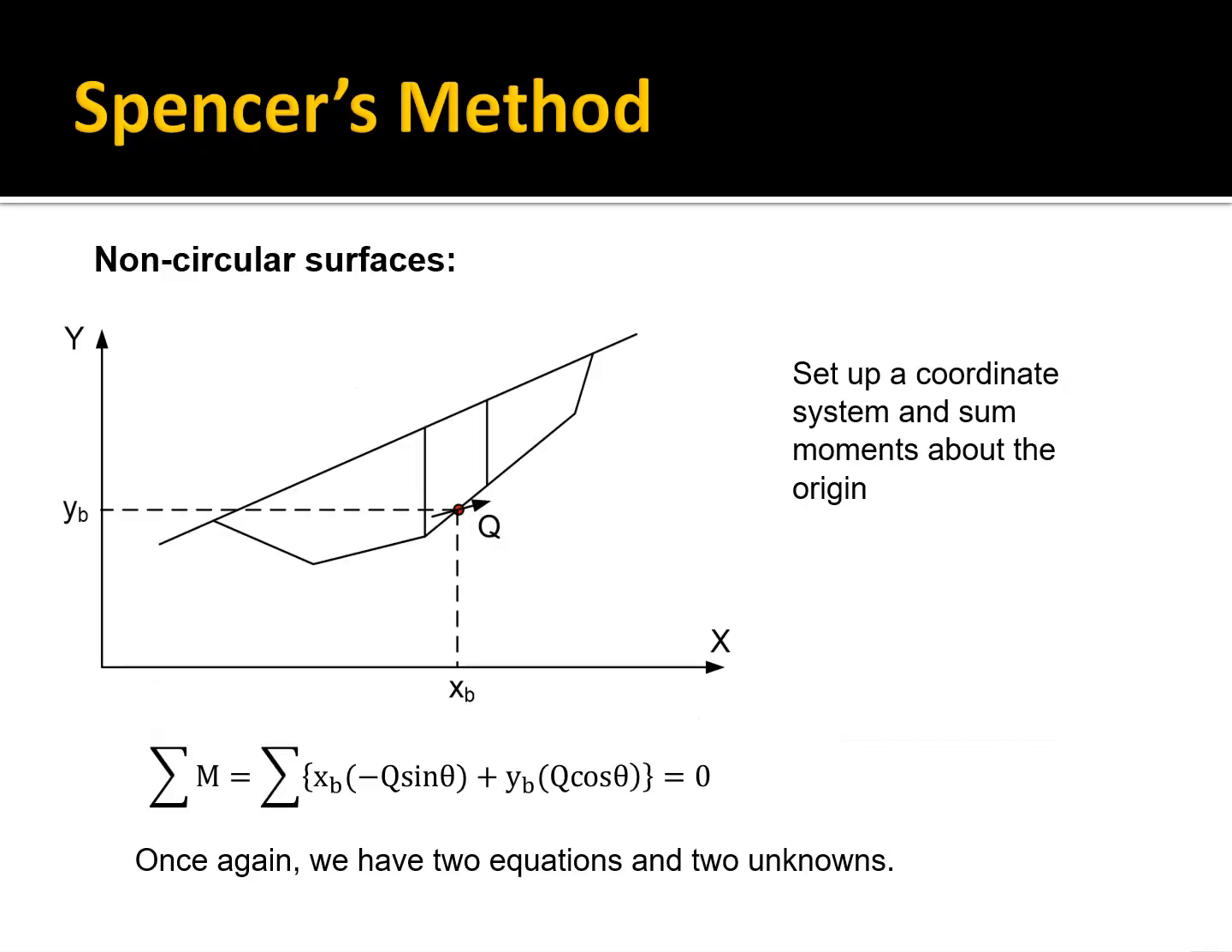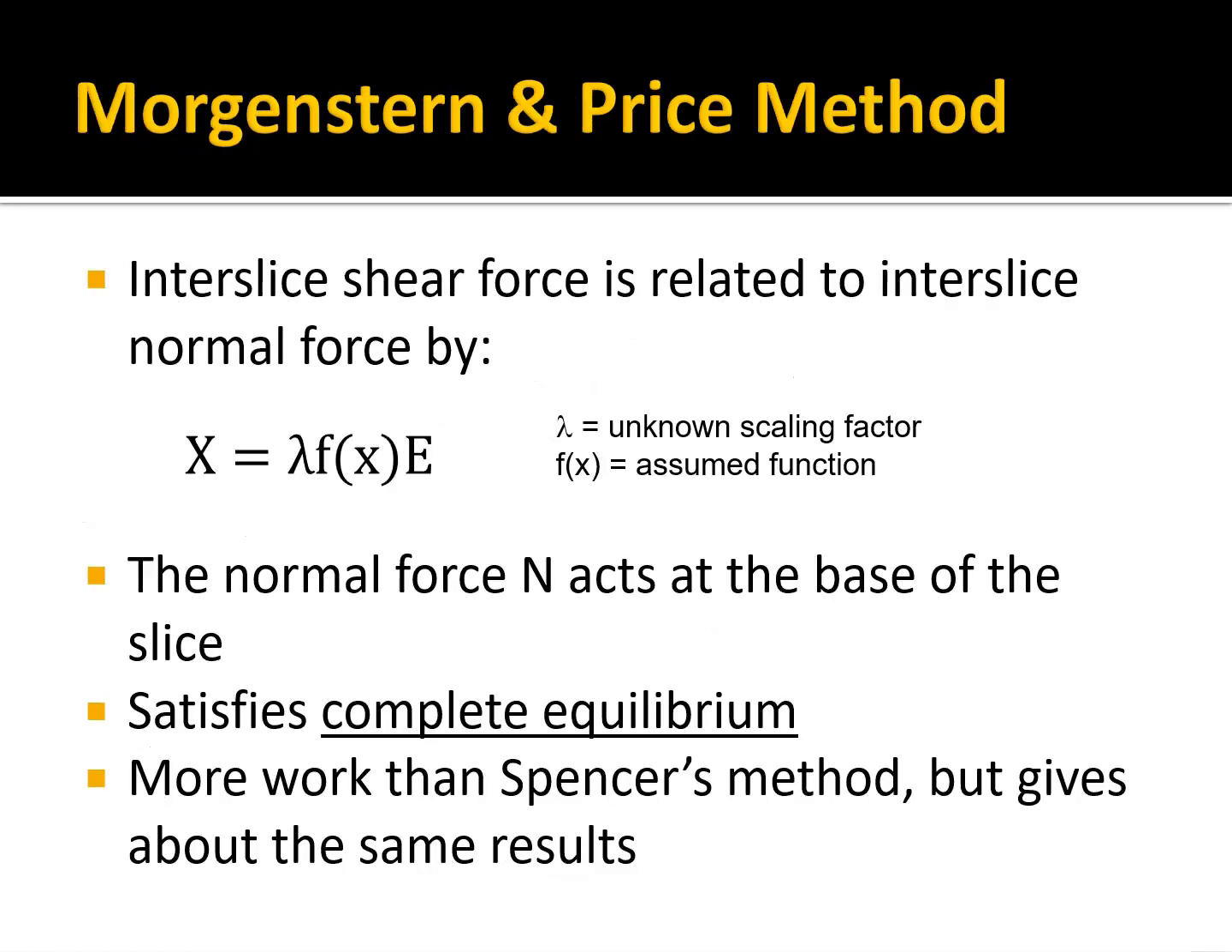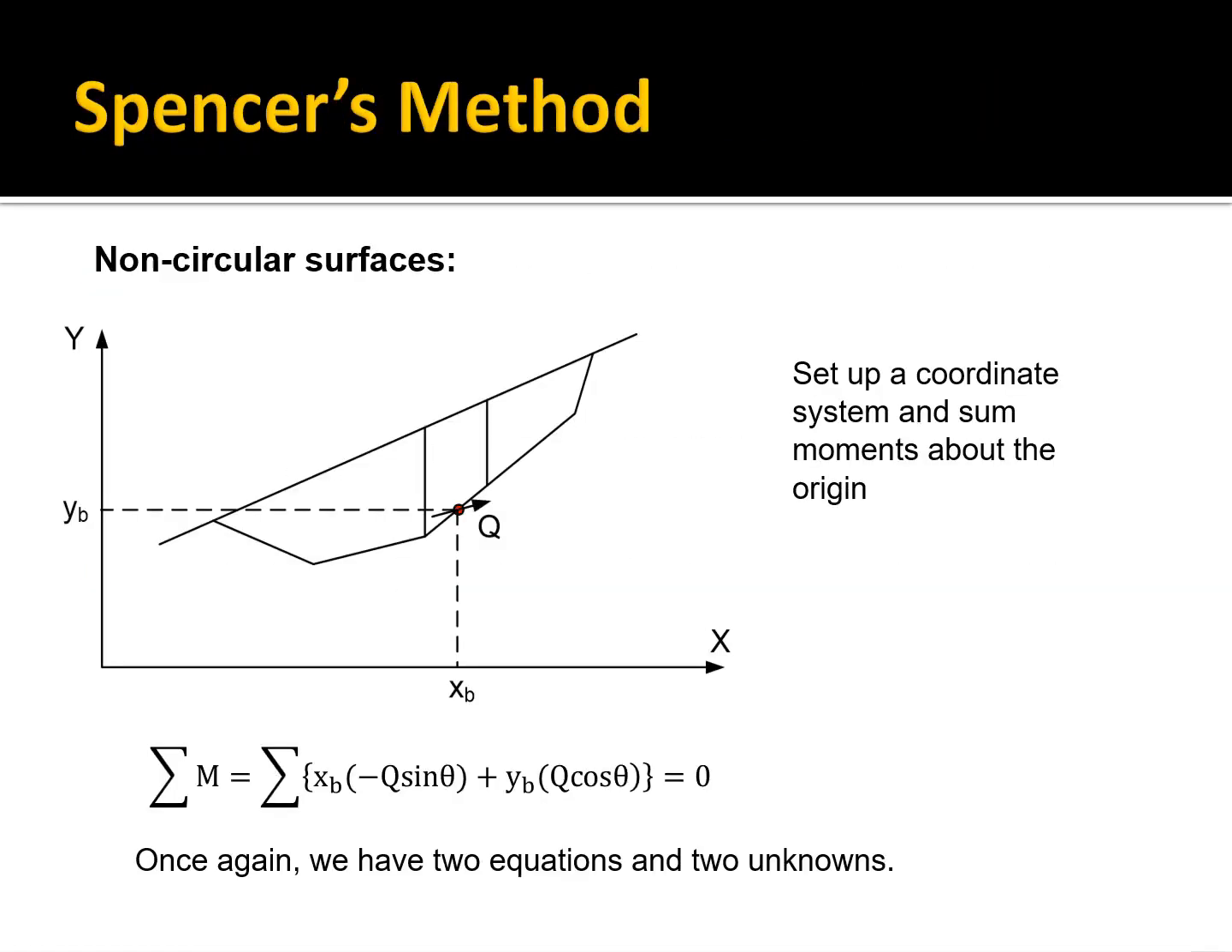If you have a non-circular shear surface, instead of summing the moments about the center of a circle, you come up with a local coordinate system and then sum moments around the origin of the coordinate system, where your moment arms are y B and x B, as shown here. But again, that gives us 2 equations and 2 unknowns. So that's Spencer's method.